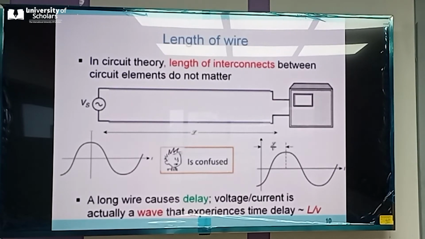However, what you observe on an oscilloscope that you put at the far end, the load end, is that the maximum does not occur at t equal to 0. It occurs after a certain time. And this time can be defined as the length of the wire divided by the velocity of the wave. So this is the delay time. This is actually confusing to the circuit people because the wire length should not matter.